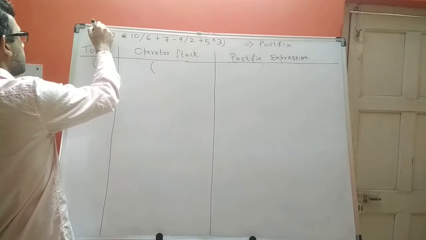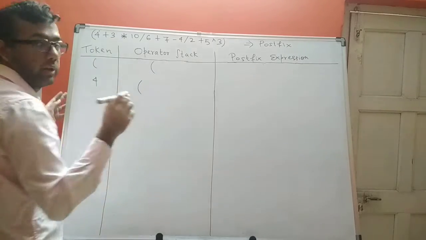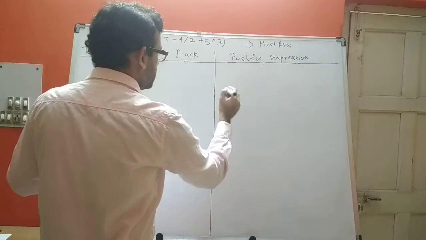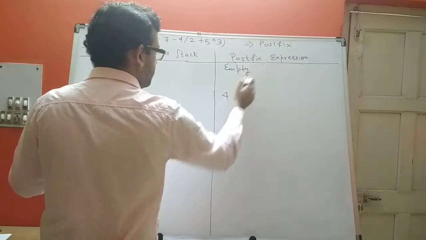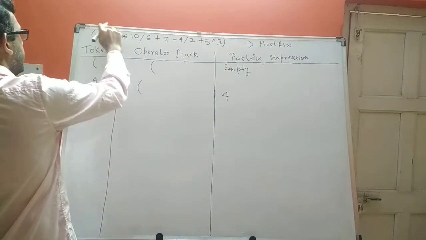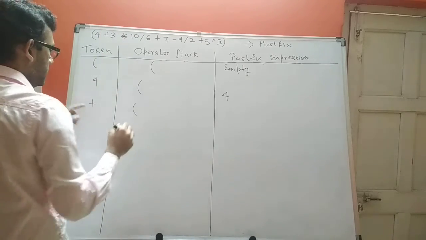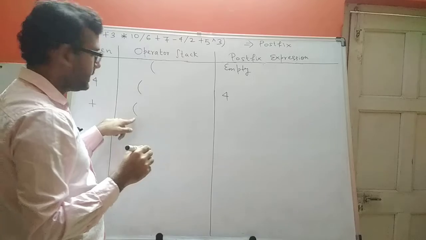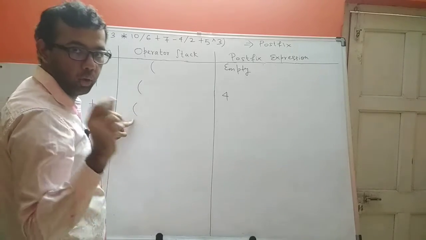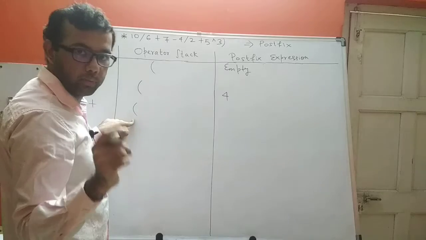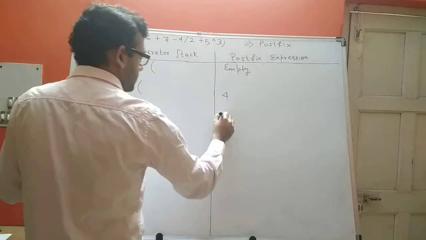Next is 4. 4 is your current token. So 4 is an operand, so it will be added to the postfix expression. Initially the postfix expression is empty, so you add 4. Now your next token is plus. Now plus has greater precedence than opening parentheses because opening parentheses is your top of stack. When opening parentheses happens to be your top of stack, it has the lowest precedence. So I'll take plus and I'll push it. 4 remains the same.